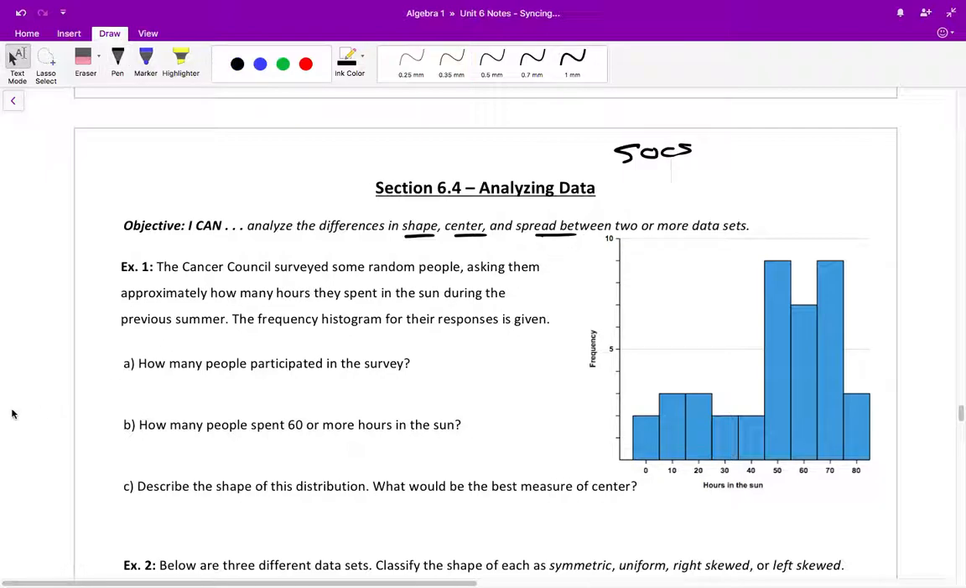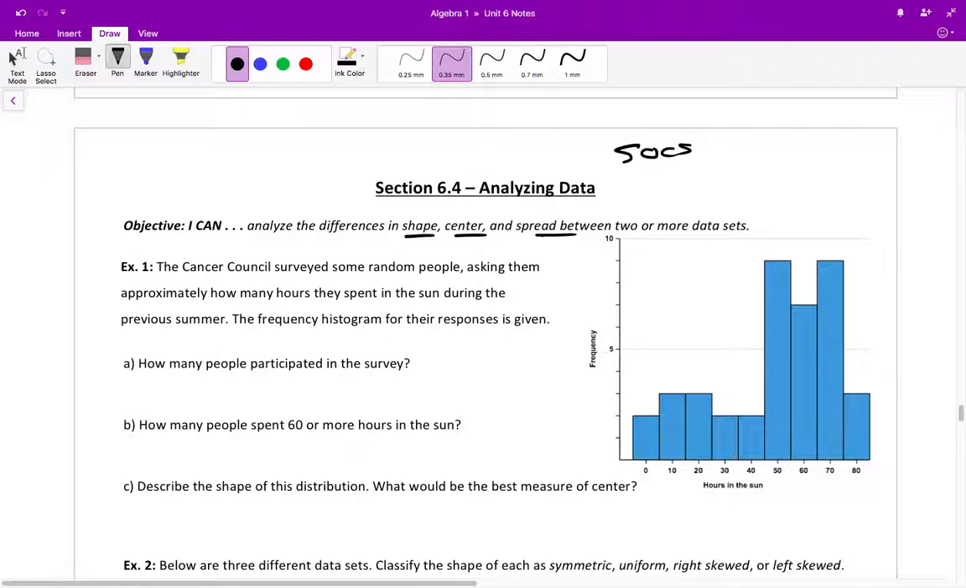In example one, it says the Cancer Council surveyed some random people, asking them approximately how many hours they spent in the sun during the previous summer. The frequency histogram for the responses is given. How many people participated in the study? To calculate that, you have to look at the frequencies for the entire distribution.